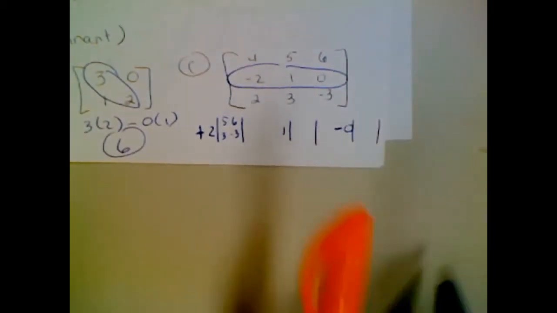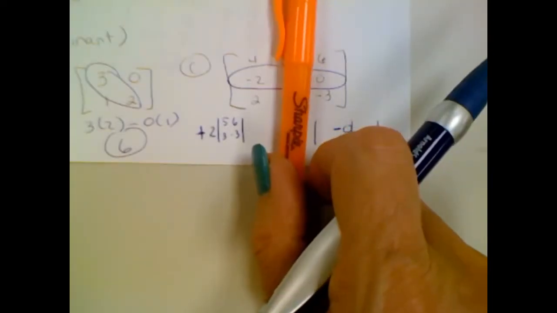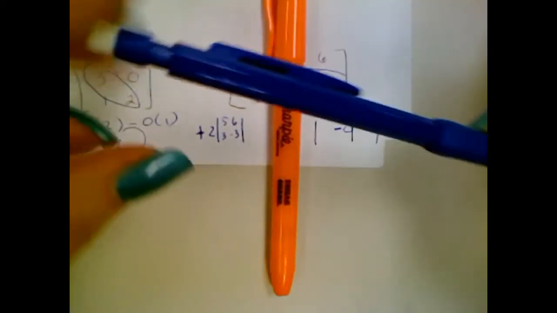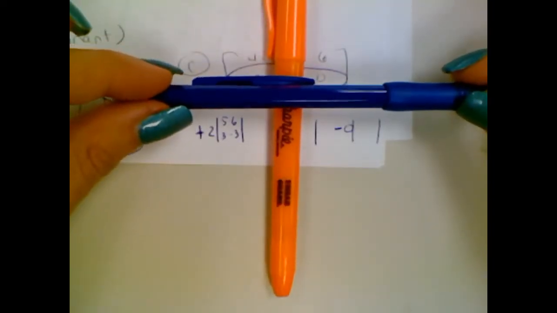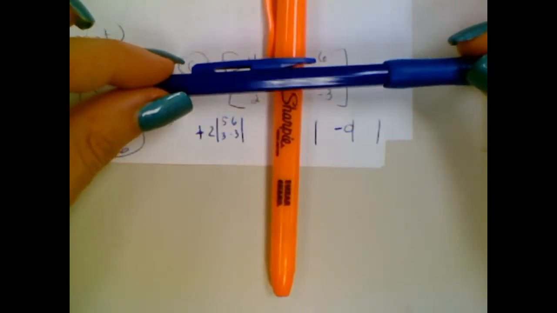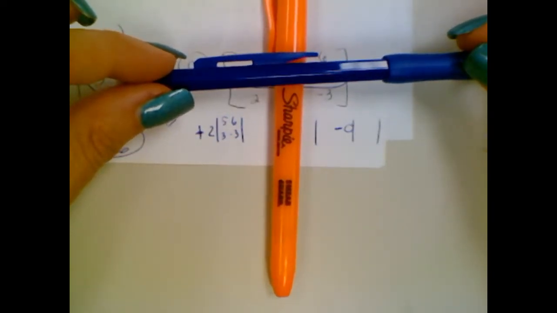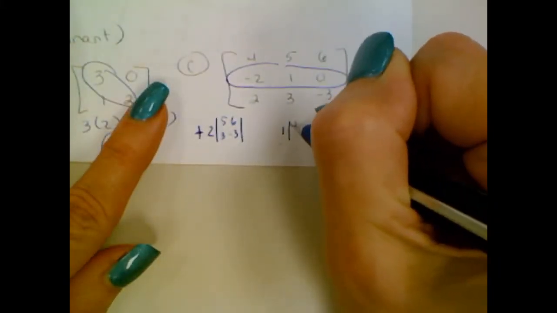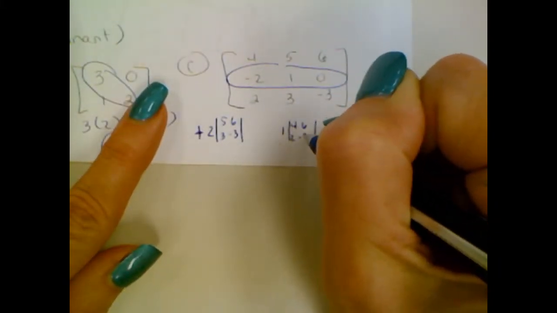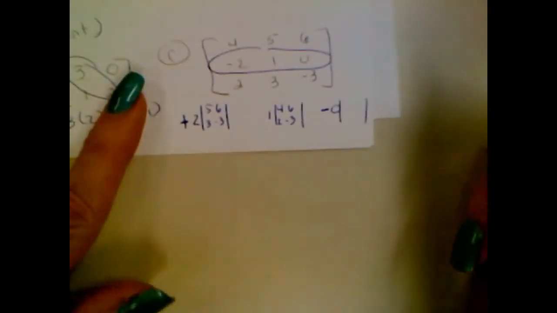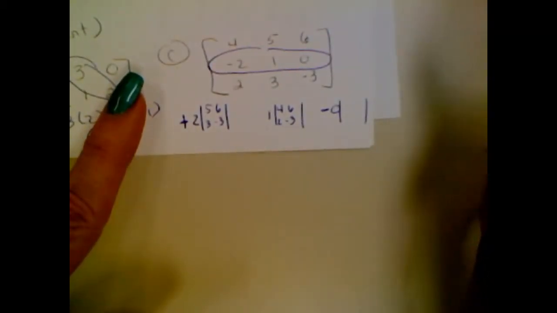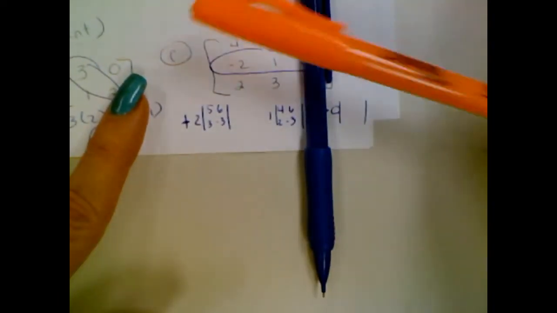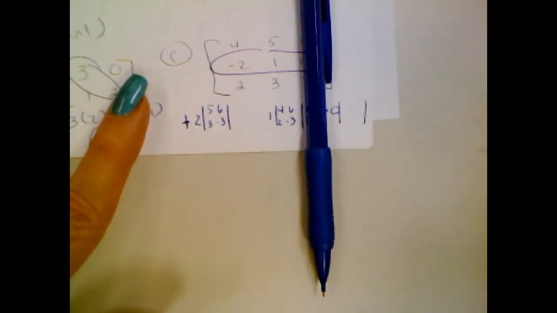Now the 1 is in column 2, and it's in row 2. So if I cover those up, what's left? 4, 6, and 2, -3. 4, 6. Do you guys understand that? And then I don't even really care about 0 because 0 times anything is 0. But if I did do 0, I would cancel this column and row 2, which would be 4, 5, 2, and 3.